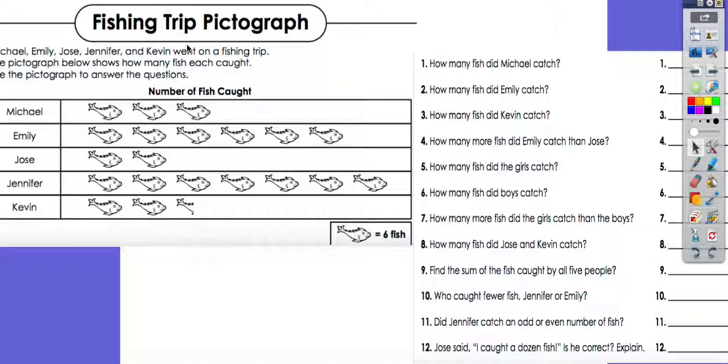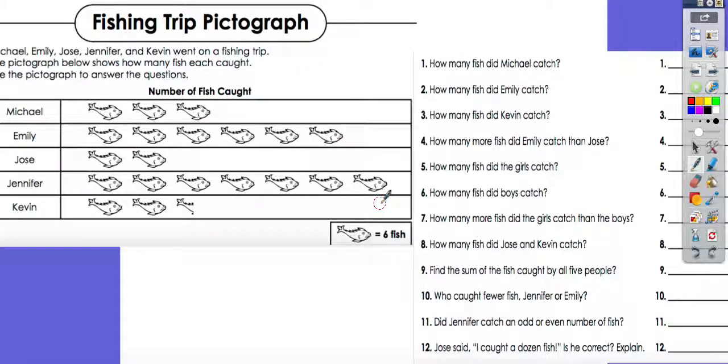This is representing Michael, Emily, Jose, Jennifer, and Kevin, who went on a fishing trip. And this pictograph shows how many fish each of them caught, okay? So here's what's super important. The number one thing I want you to remember about pictographs, that you can never, ever, ever forget, is pictographs don't always represent one. Like this does not always represent 1, 2, 3. This doesn't represent 1, 2, 3, 4, 5, 6 fish.